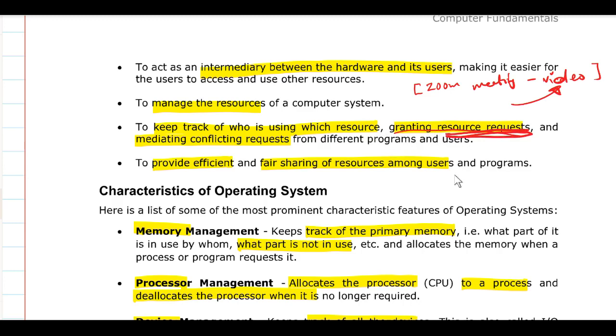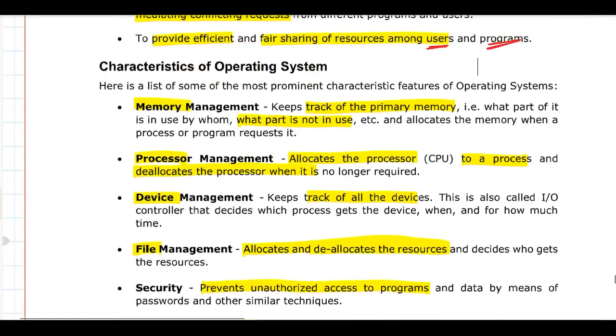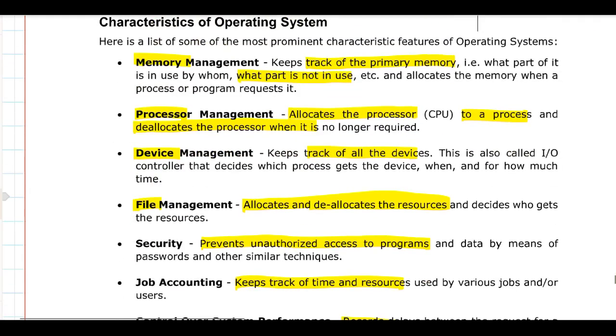And lastly, they also provide efficient and fair sharing of resources among users and among programs. So we discuss now some characteristics of operating systems, and they are very much related to their objectives. One of them is memory management, whereby they keep track of the primary memory, what part of it is in use, what part is not in use, which program has requested it, and who should be given the priority to access a given portion of the memory.